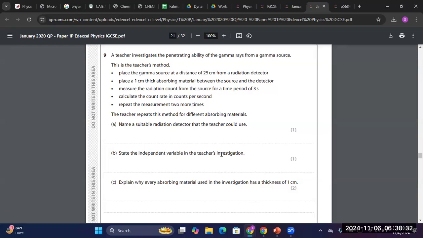Which question am I supposed to do? The first one. No, the first one, Shreya has given me the answer, right? The second one. The independent variable. Oh, okay.